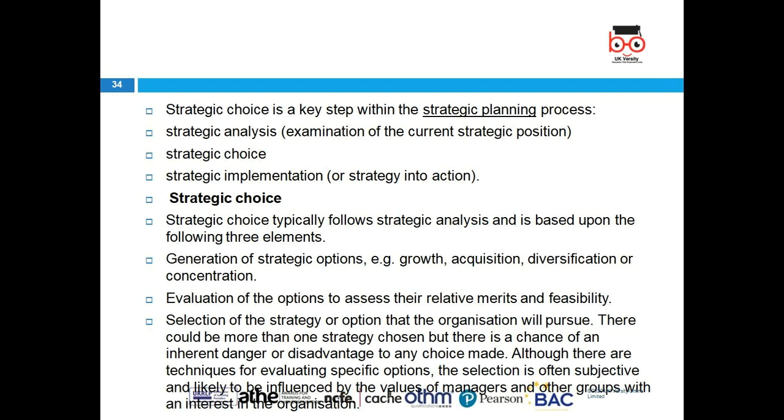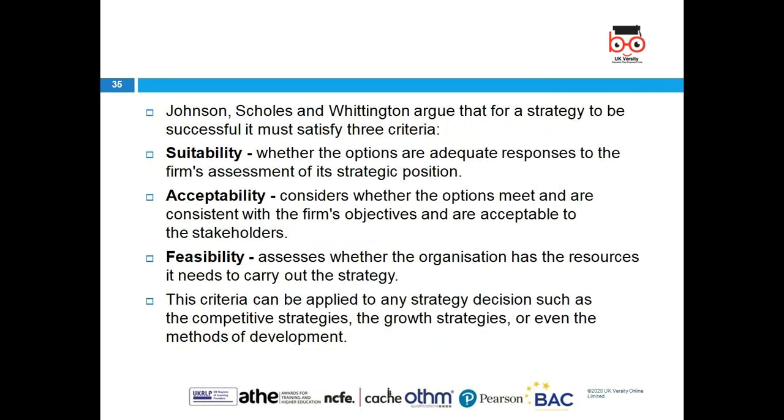Okay, strategic choices is the key step in strategic planning: strategic analysis, strategic choices, strategic implementation. Strategic choices typically follow the strategic analysis and are based on generation, evaluation, and selection. That's all we need to look at under strategic choices. According to Johnson and Scholes, we need suitability, acceptability, and feasibility. That's all we need to do when we're making the strategy.